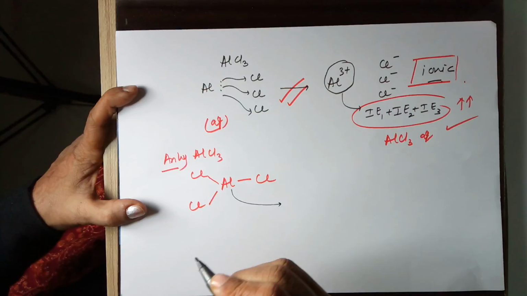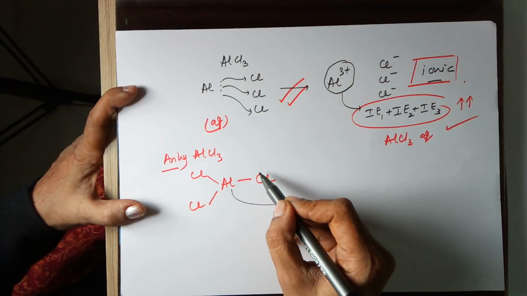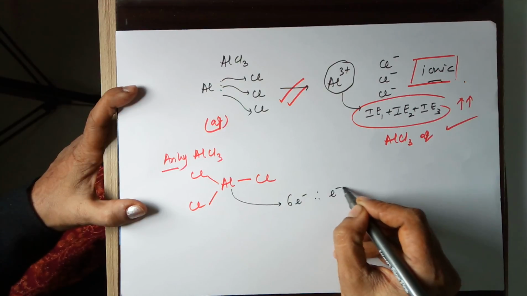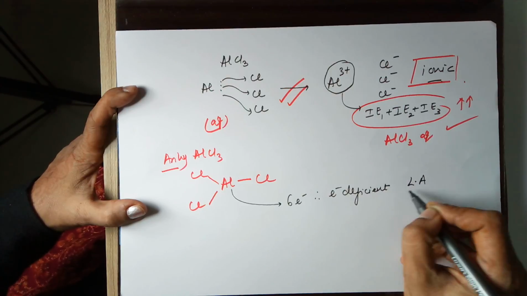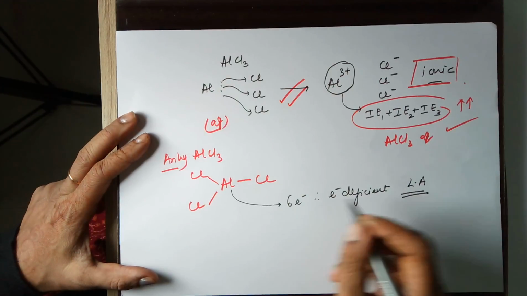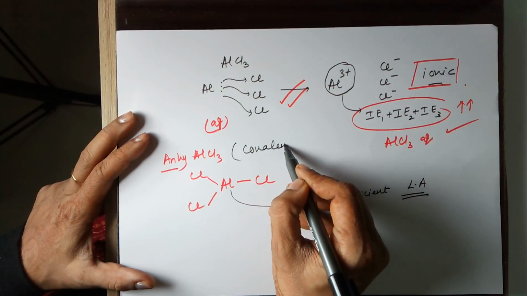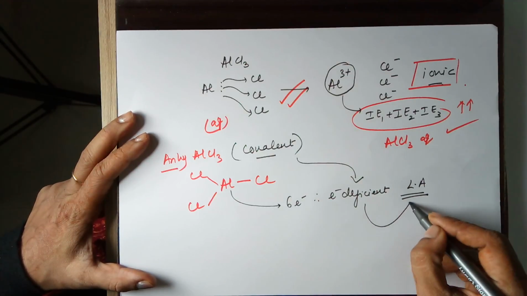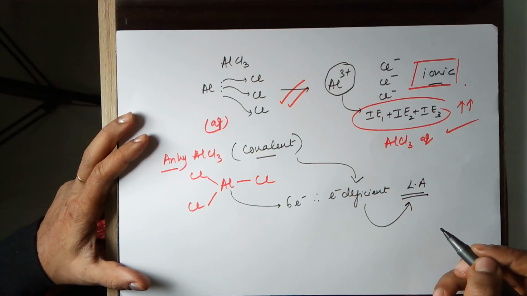Al now has 3 electrons of its own, 3 shared with the 3 chlorines, leading to 6 electrons, which therefore is electron deficient and hence a Lewis acid. So, when you talk about this particular compound, this is covalent. This is electron deficient and hence is a Lewis acid. So, I conclude your Lewis acid base concept is electron oriented.